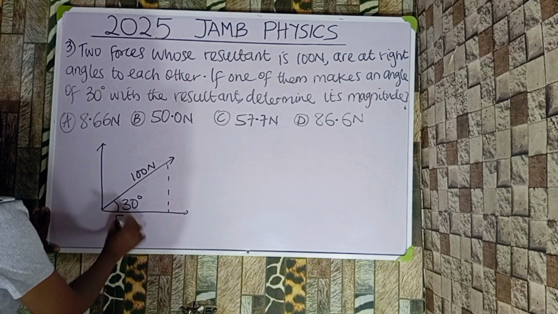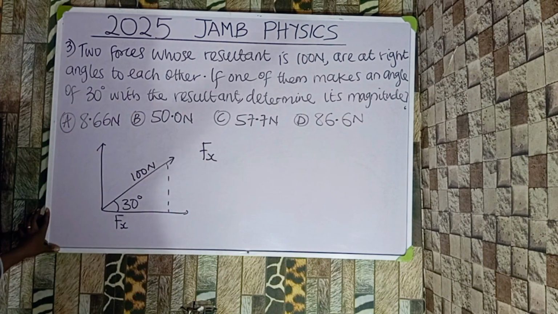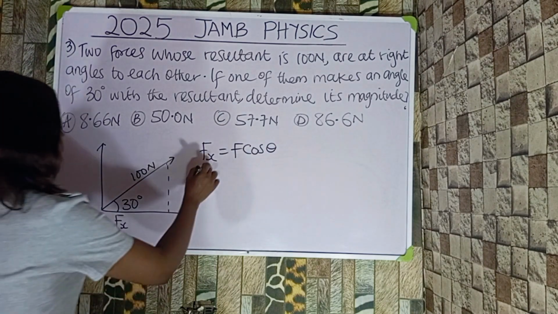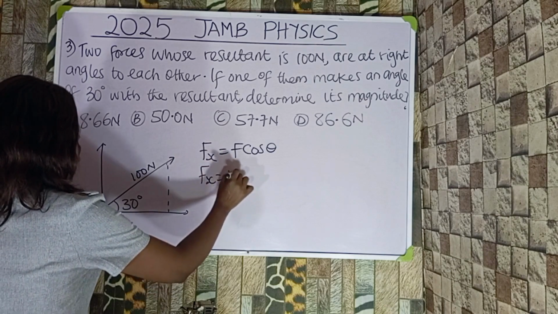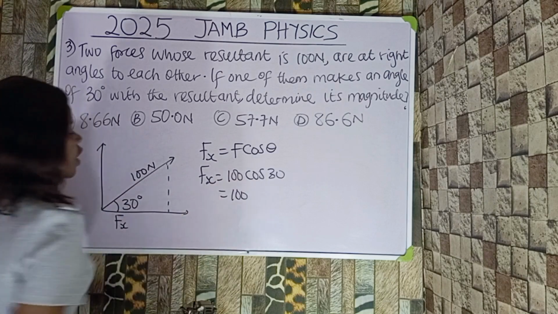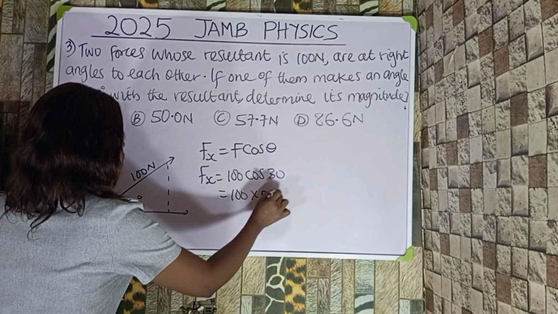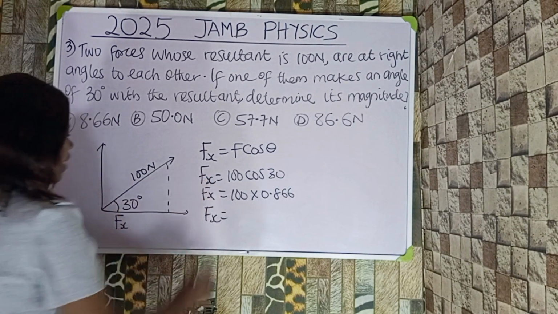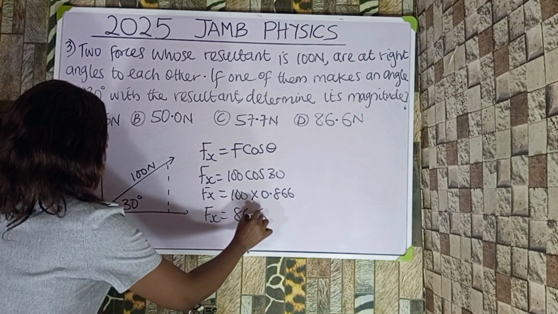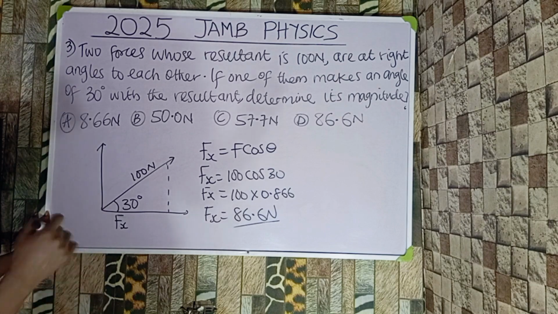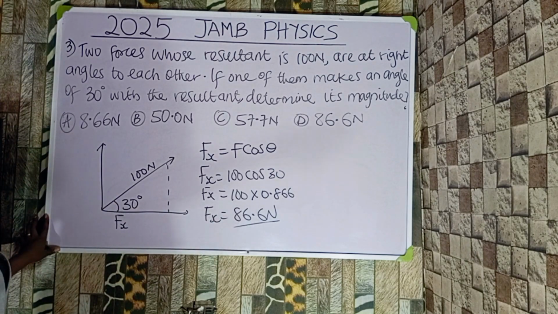That is Fx, the horizontal component of this vector, and it is equal to F cos theta. Going by that, Fx is equal to 100 cos 30. 100 cos 30 is going to give us 100 multiplied by 0.866. By the time you multiply it, we are going to have that Fx is equal to 86.6 Newton. So this is the horizontal component of this vector. One of them makes an angle of 30 degrees with the resultant, and its magnitude, Fx, is equal to 86.6 Newton.